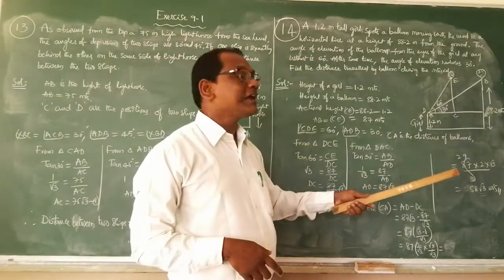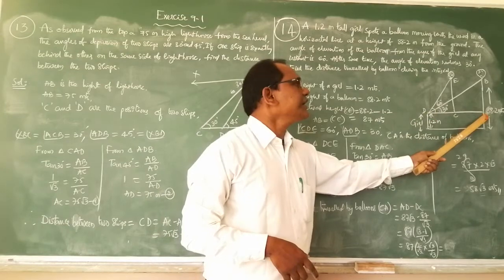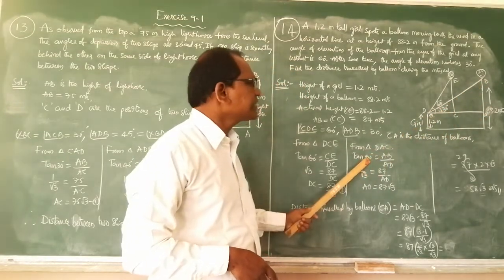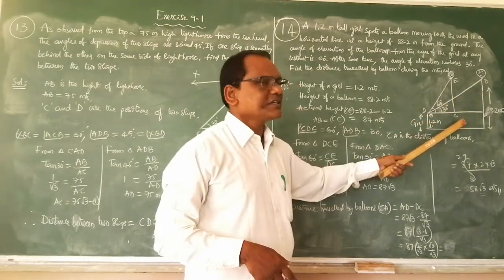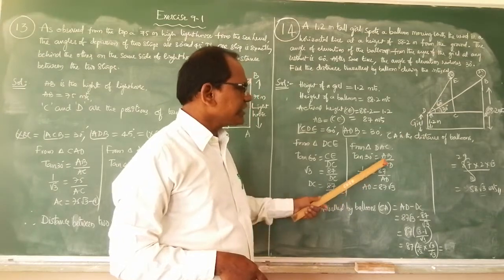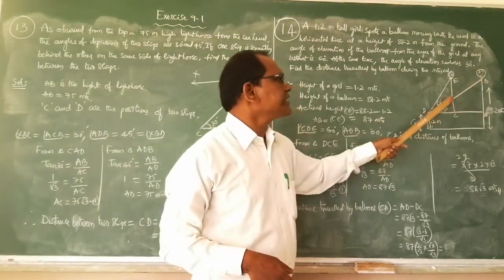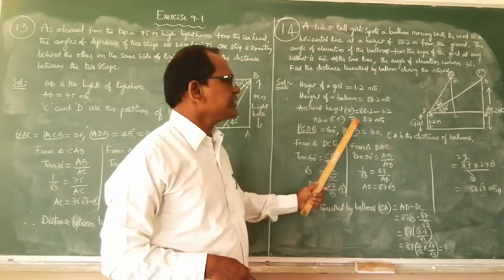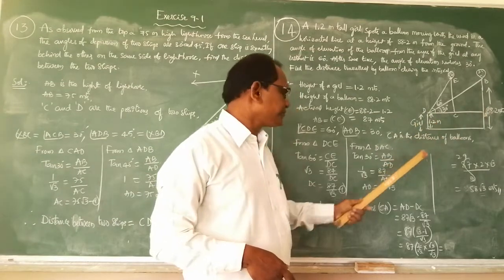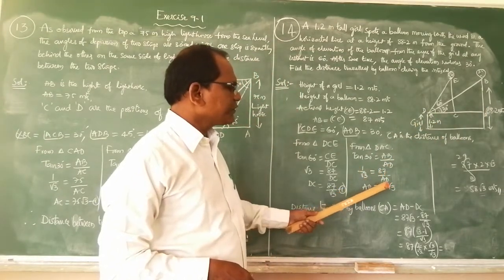Now we come to one more right angle triangle, DAC. What is the angle? This angle is 30 degrees. Tan 30 degrees equals opposite side AB by adjacent side AD. Tan 30 is 1 by root 3. Here AB and CE are both equal to 87. So 1 by root 3 equals 87 by AD. Therefore AD equals 87 root 3.